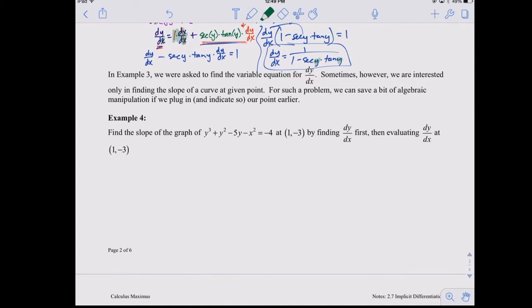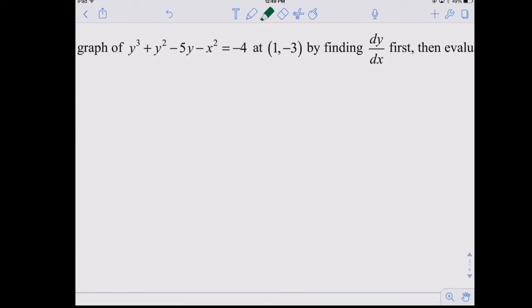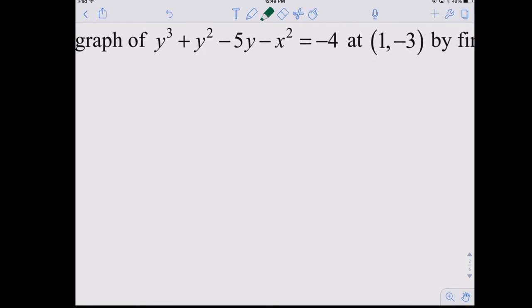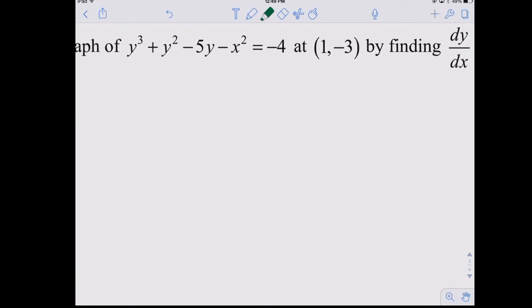Let's go ahead to example 4. Find the slope of the graph of this at the point (1, -3). And I'm going to kind of break my instructions here because I tell you the order to do it. I'll just walk you through it. Find the slope of the graph of this function at that point.